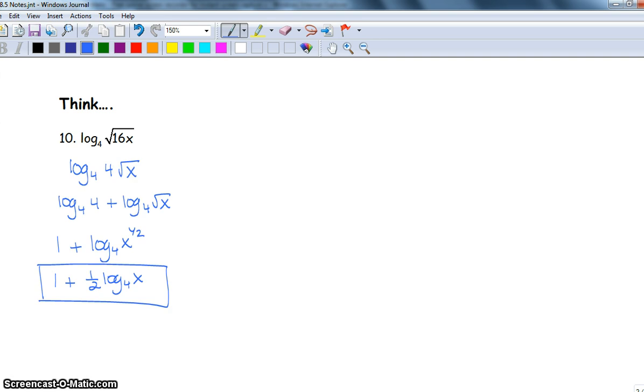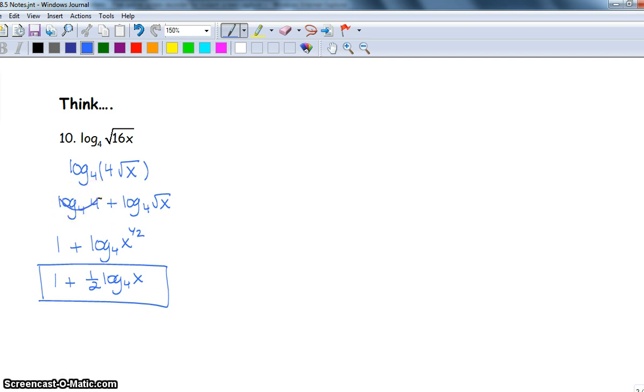Alright, let's see how you did. First thing I did is I looked at the square root of 16x and I simplified that. I know that the square root of 16 is 4, so 4 goes to the outside, and I can't break down the square root of x any further. So this becomes log base 4 of 4 times the square root of x. I'm multiplying here, so I'm going to break it into 2 pieces, since multiplication gets separated with an addition sign. Then I look at the first piece, log base 4 of 4.